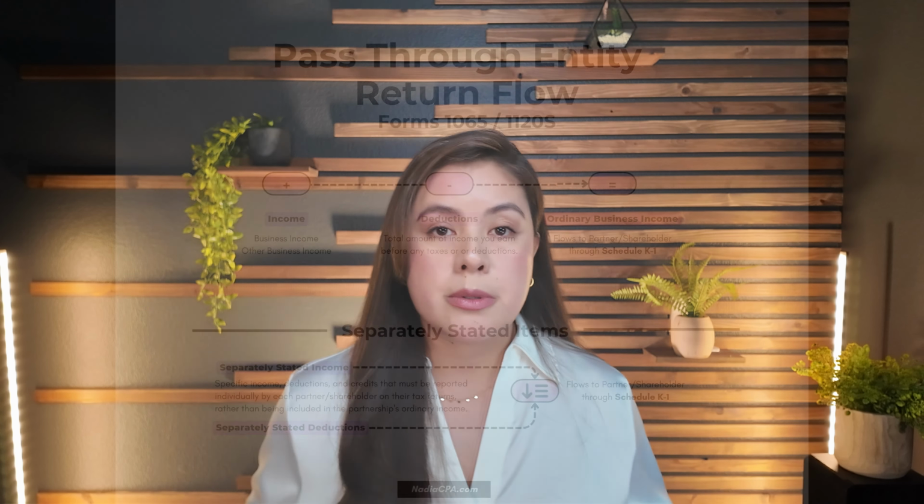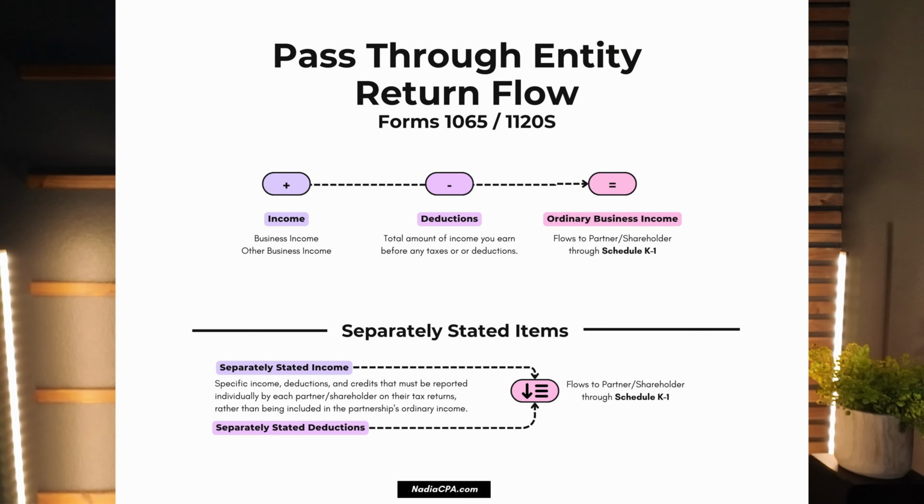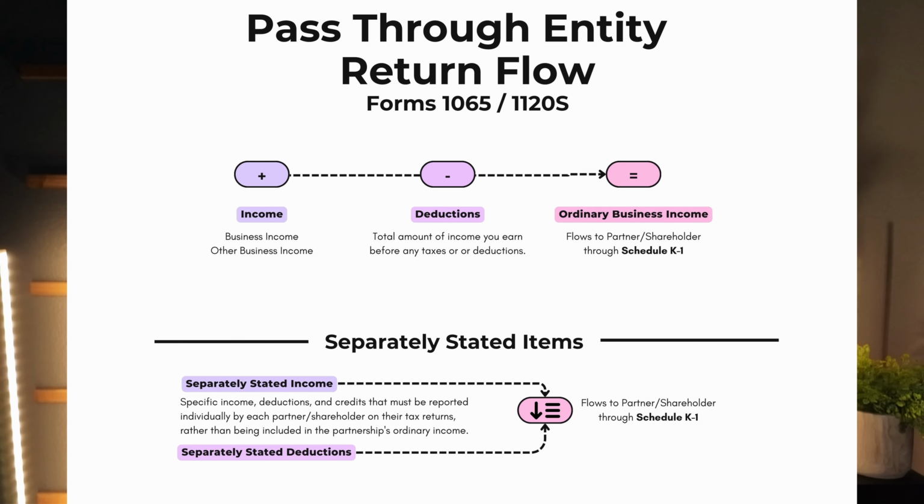And here's just the flow-through of the partnership return or the S corporation return. You have income minus business expenses, which is your ordinary business income that gets reported on a Schedule K-1 to the partner or to the shareholder. And that's what they're going to use to prepare their personal income tax return. On the K-1, you will also see what we call separately stated items. So what are separately stated items? Those are items that could be taxed at different rates depending on who you are as an individual.